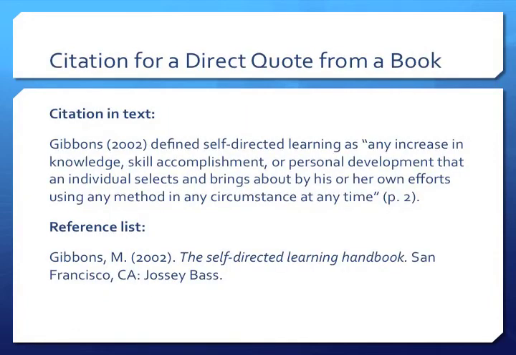This is an example of a citation of a direct quote from a book. Note the page number is listed at the end of the citation. In the reference list, if this was a journal article, the title of the article would come after the year, followed by the name of the journal. Then the volume and issue numbers. Journal citations do not include the location of the publisher.